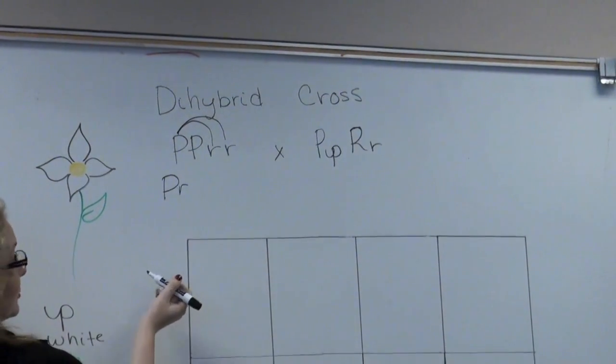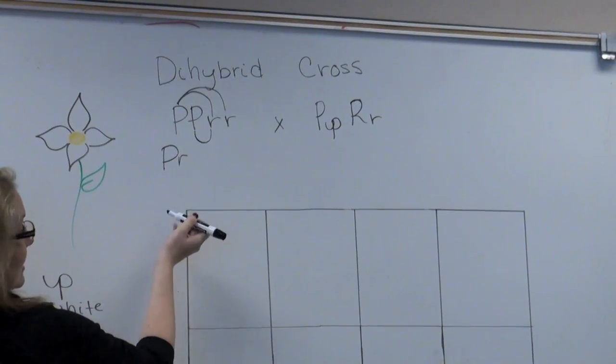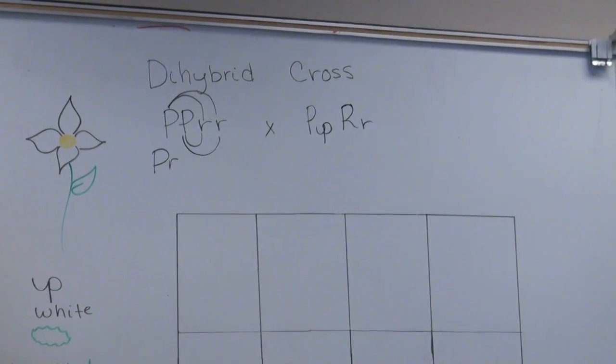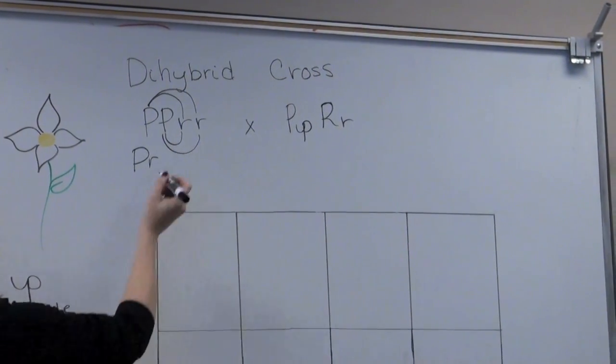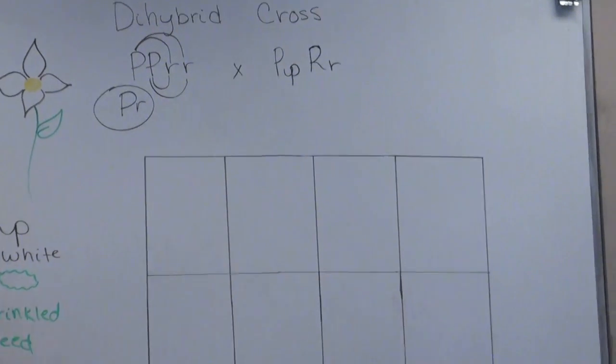Here it's the same, capital P, lowercase r. Inner, again the same thing, capital P, lowercase r. And then outer, again it's the same thing, capital P, lowercase r. So I'm only going to have one gamete from this parent.